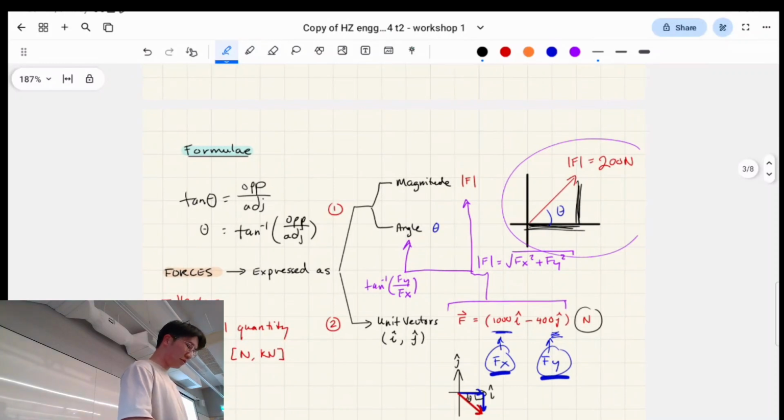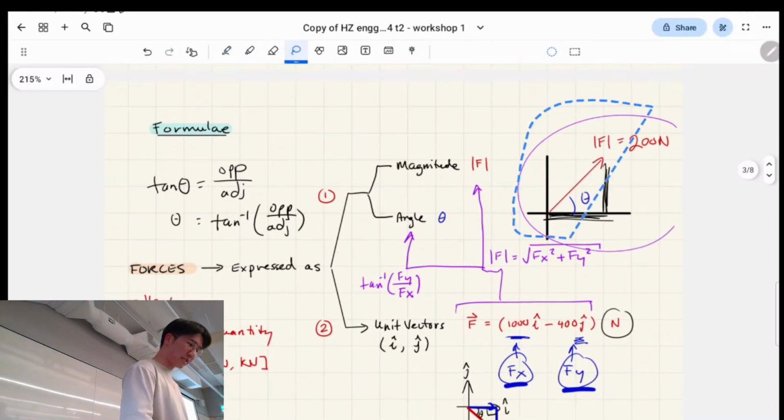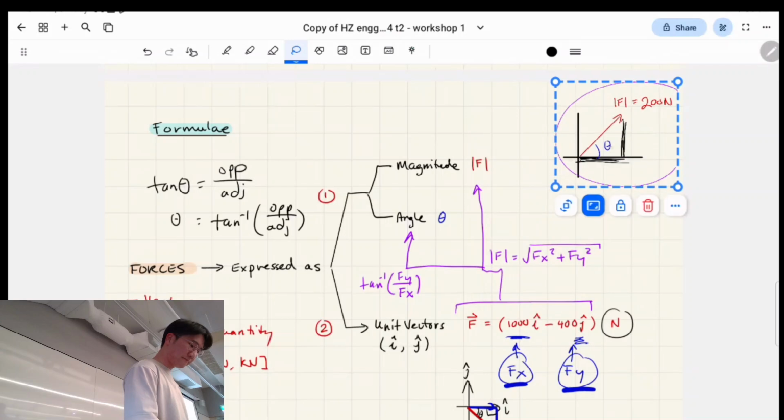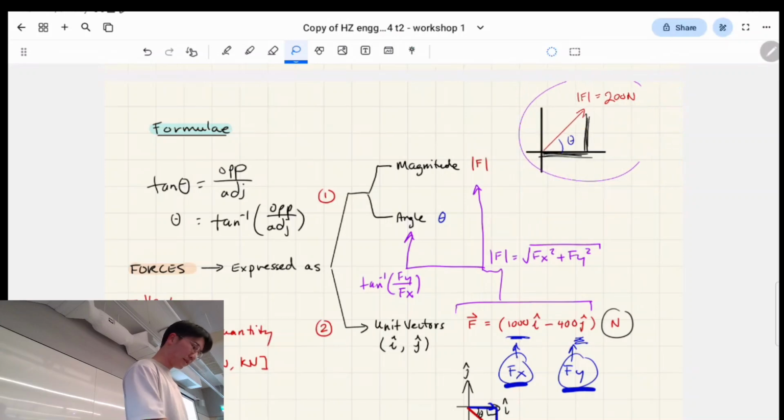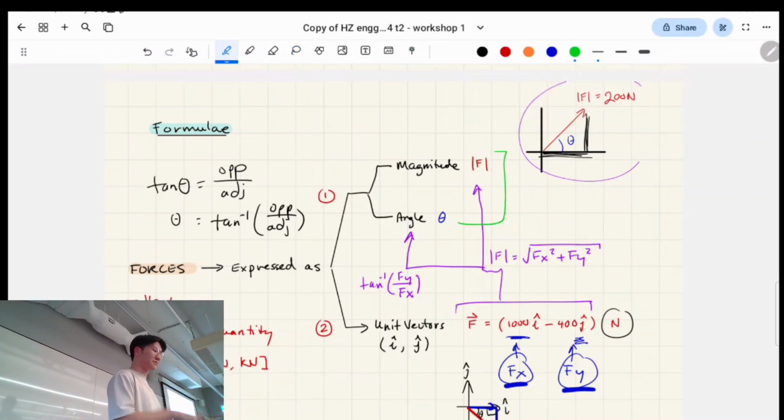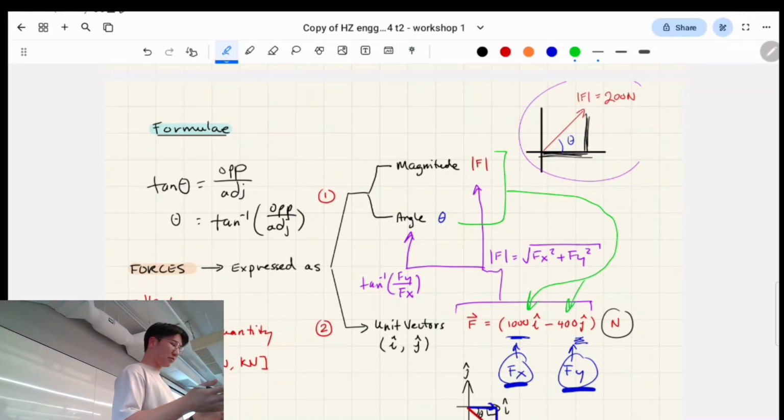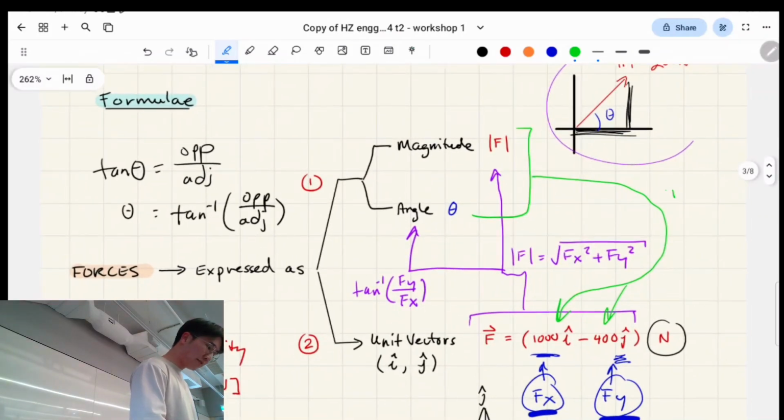Okay, cool. What about converting the other way? Sorry, I've really made a mess here. Let's move that a bit. I'm going to do this maybe in green. Say you want to convert now from this magnitude and this angle back into unit vectors, or maybe you just want it in unit vectors to begin with. So we want this component and this component. We want to find the fx or fy component of that diagonal arrow, right? So then we have to use our trigonometry.